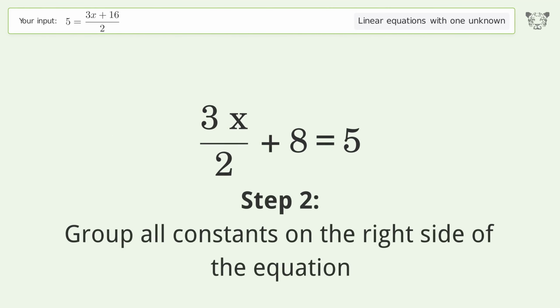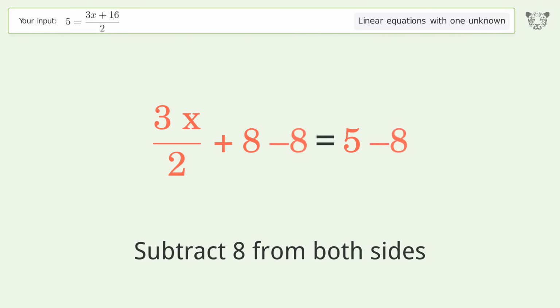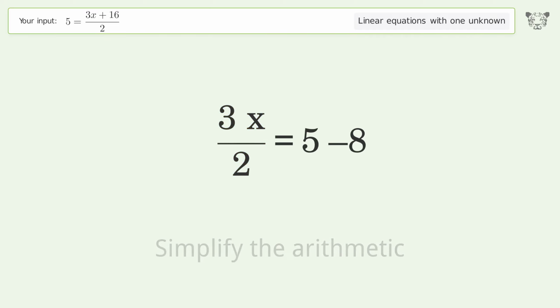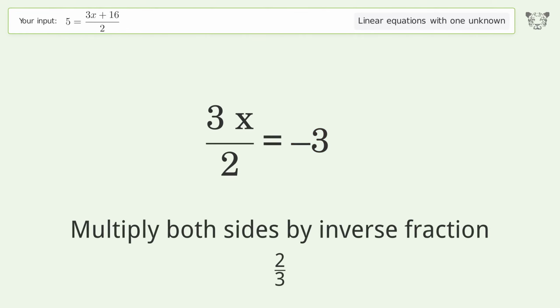Group all constants on the right side of the equation. Subtract 8 from both sides. Simplify the arithmetic. Isolate the x. Multiply both sides by inverse fraction 2/3.